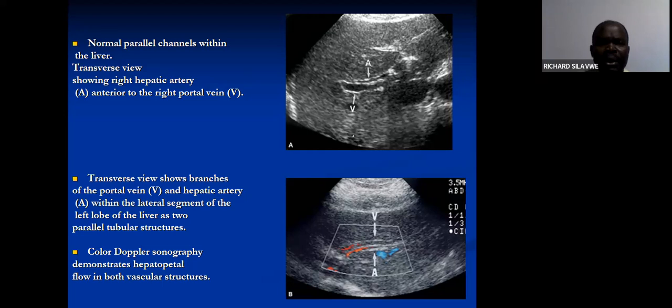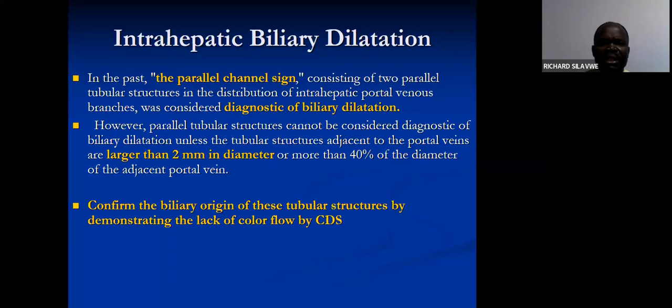Okay, we have intrahepatic biliary dilation. In the past, the parallel channel sign was considered significant to say the ducts are dilated. But now they are saying the parallel tubular structures cannot be considered diagnostic of biliary dilatation unless the tubular structures adjacent to the portal veins are larger than 2 millimeters.